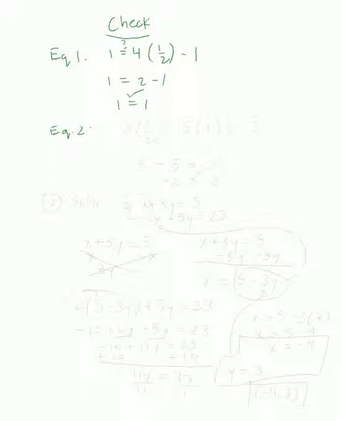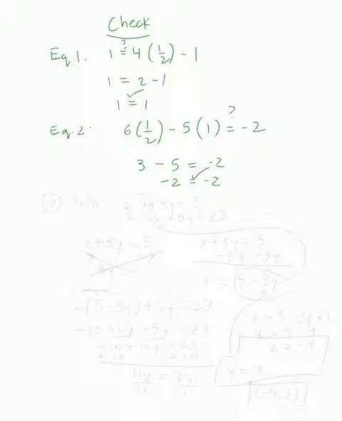Now we're going to try it in equation 2. Remember, equation 2 is 6x minus 5y equals negative 2. I get 6 times 1/2 minus 5 times 1 equals negative 2. So is that true? Well, 6 times 1/2 is 3 minus 5. So it checks. This is what you should do when you're working on an exam and you want to make sure that you got the right answer. I highly recommend that you check your answers.